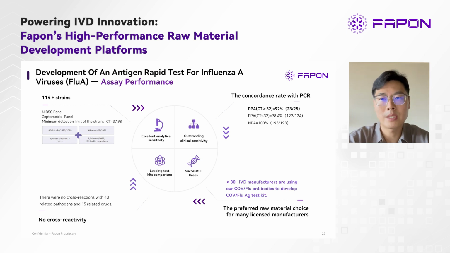Our assay showed great analytical sensitivity, as you can see on the top left corner. Our assay can detect all the strains from the NIBSC and Zeptometrix panels. We also compared our assay with the PCR method as well as some other rapid test assays on the market, and we have observed great concordance and clinical sensitivity of our assays. As shown on the top right corner, we were able to get very high PPA and NPA values in the study. As shown on the left bottom corner, we have also conducted a cross-reactivity check, and we have observed no cross-reactivity with our assay when testing against some related pathogens as well as drugs.